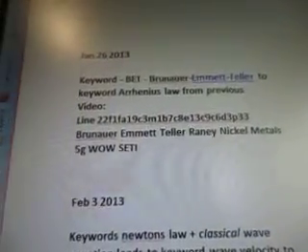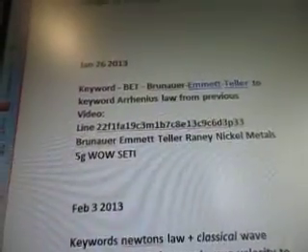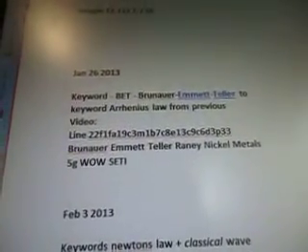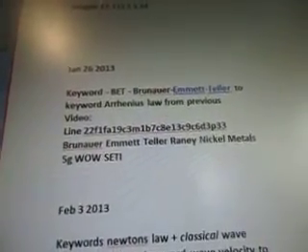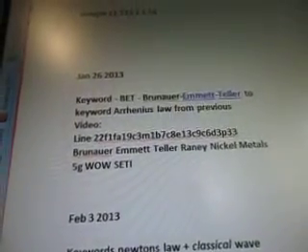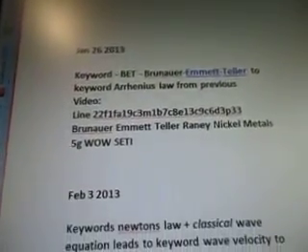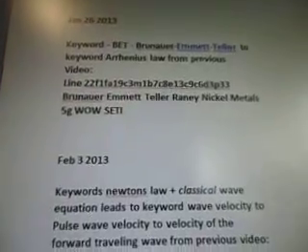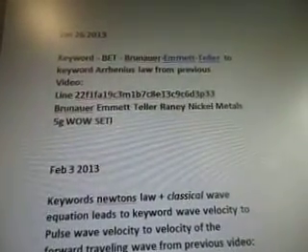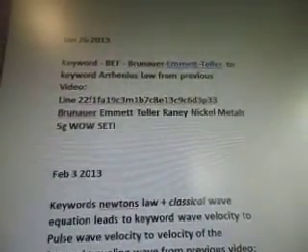So January 26, 2013, today's February the 11th. The keyword BET Brunauer-Emmett-Teller to keyword Arrhenius law from a previous video, line 22f1fa19c3m1b7c8e13c9c6d3p33. Brunauer-Emmett-Teller Raney nickel metals 5G Wow Seti.